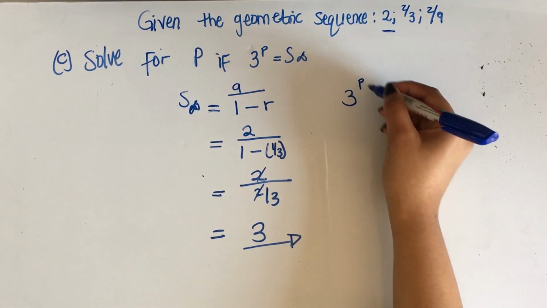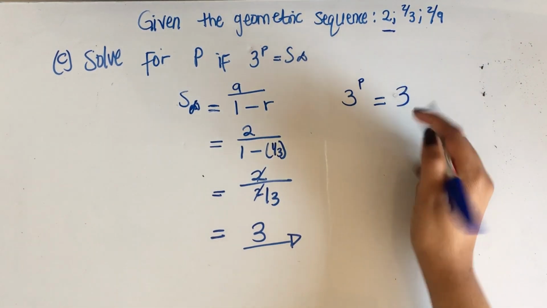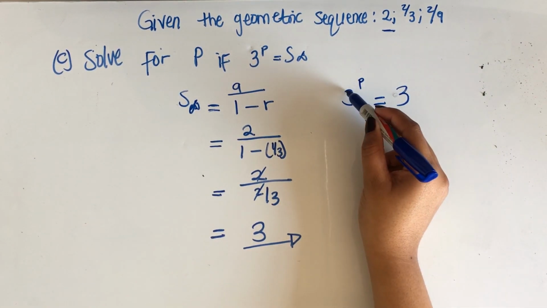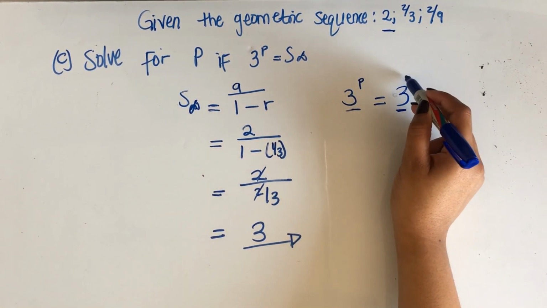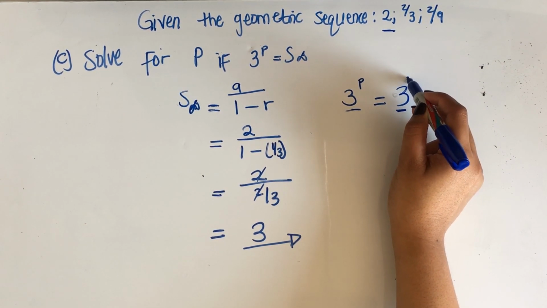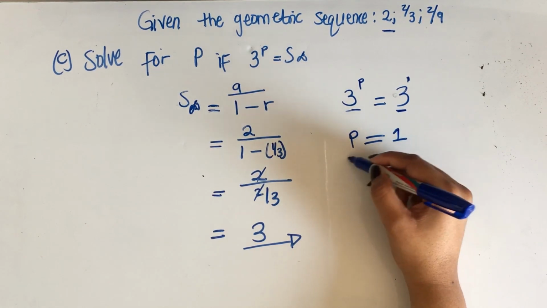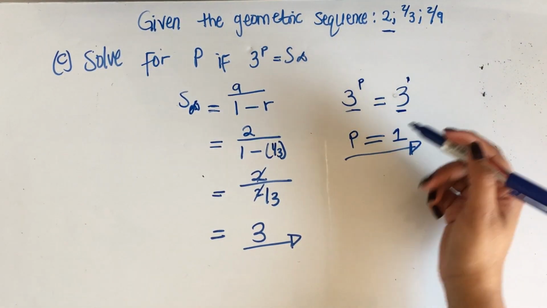Right. So 3 to the power of P is equal to what? It's equal to 3, right? Which is what we've just calculated. And remember now that when the bases are the same, remember what happens. So P is equal to 1. Why? Because our bases are the same, so we just take the exponents.